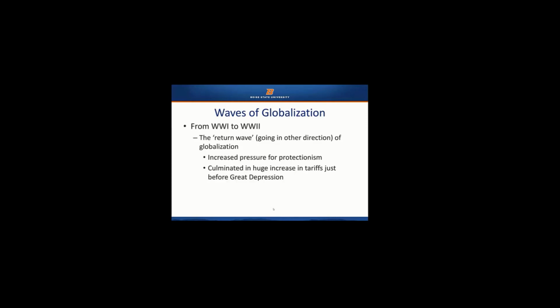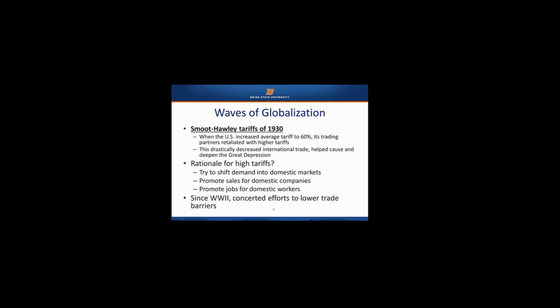Then from World War I to World War II, I call it the return wave. There was the tide of increasing globalization, and this was kind of the tide going in the other direction for a while. After World War I, there was increased pressure for protectionism, protecting domestic jobs from foreign competition, and isolationism. All through the 1920s, these sentiments were rising, and they resulted in the huge tariffs called the Smoot-Hawley tariffs. They were proposed in 1929 and passed in 1930.